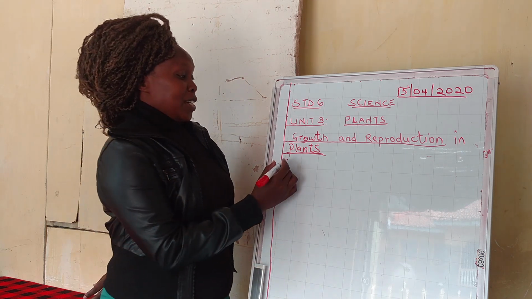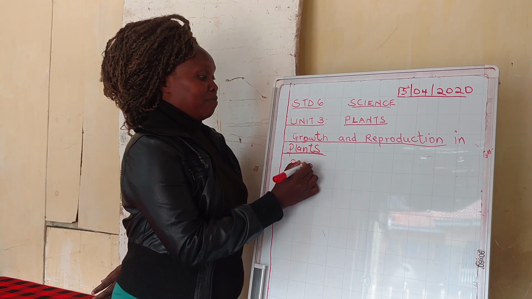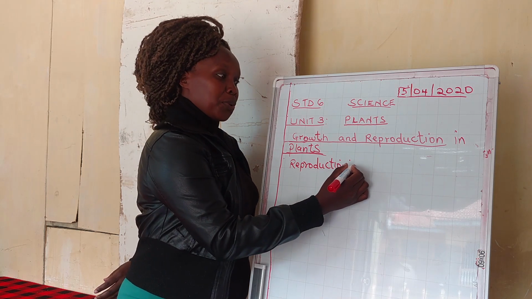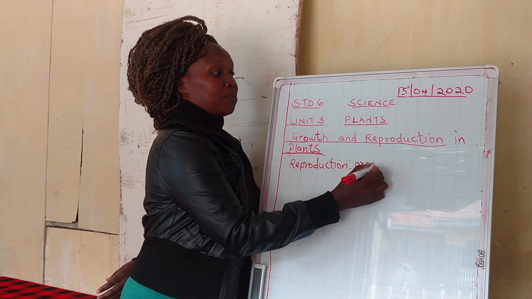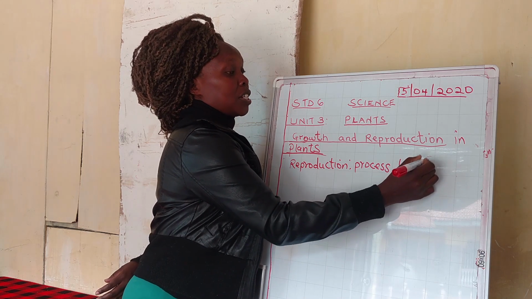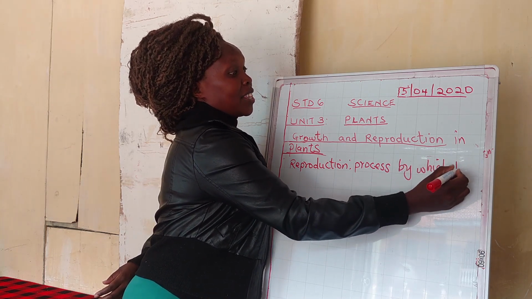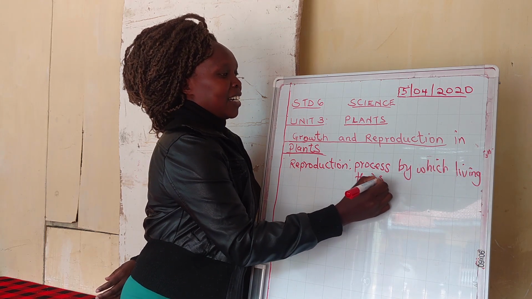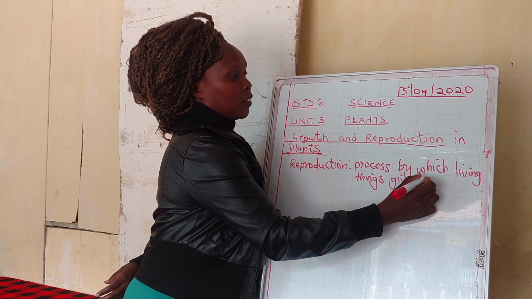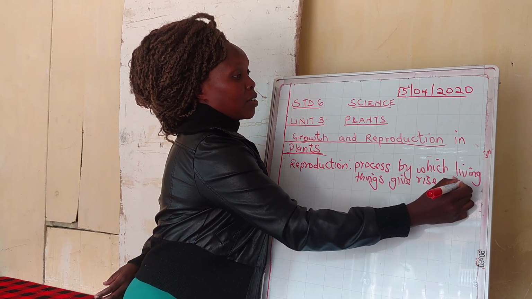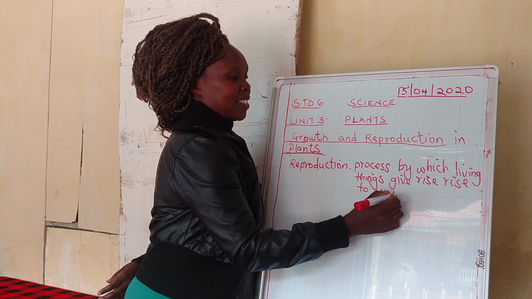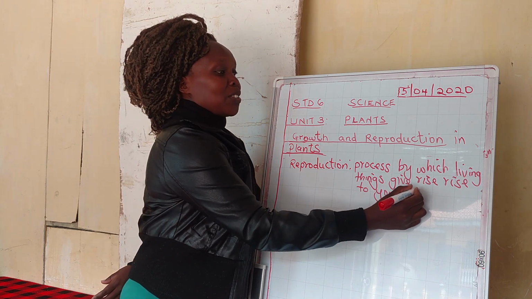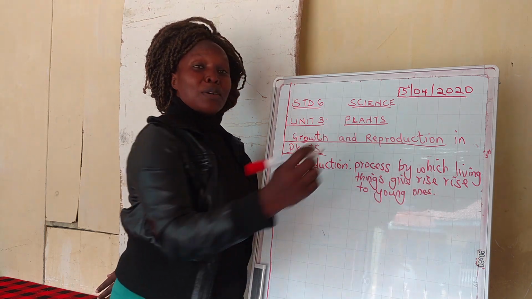So, what is reproduction? Reproduction is the process by which living things give rise to young ones of the same kind to the parents.